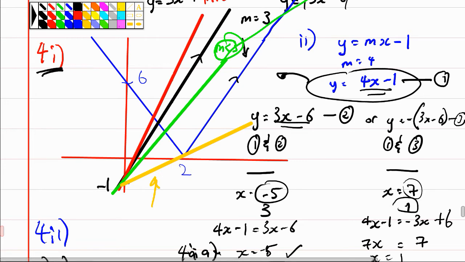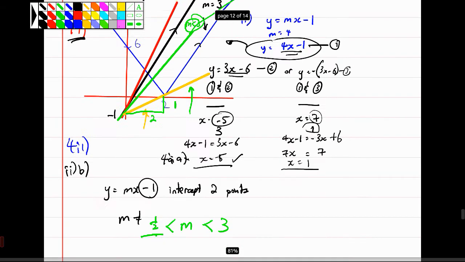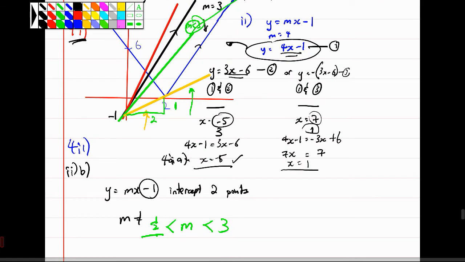So what is this m? Look at the triangle there. Can you calculate the gradient? Rise over run. Do you see a triangle? Rise over run. This is 1. This is 2. What is the gradient? Half. You see, at this particular point, my brown line only touched the blue line 1 time, right? So my gradient must be bigger than this value, and this is half. Do you follow? Negative half or half? Half, because the gradient is positive.